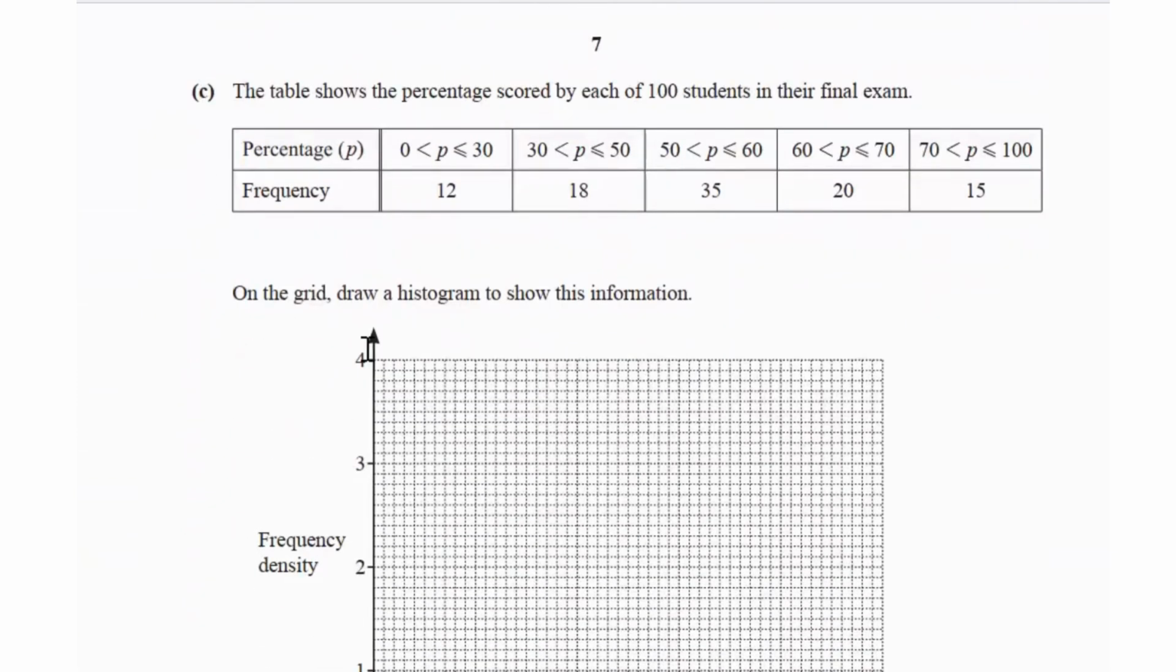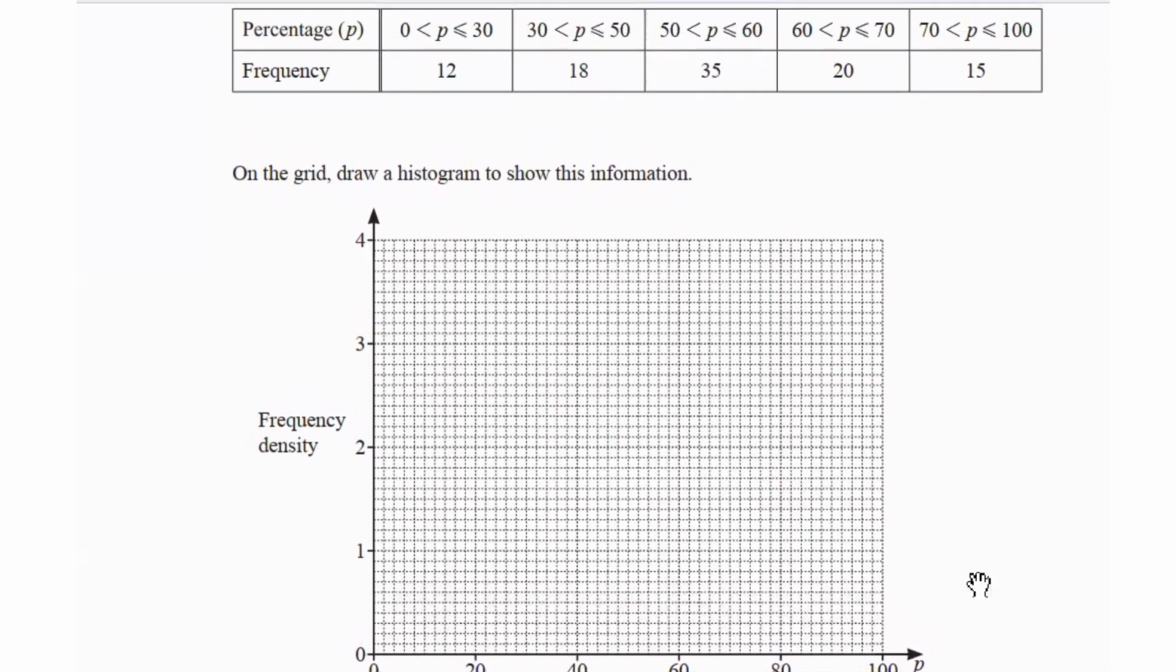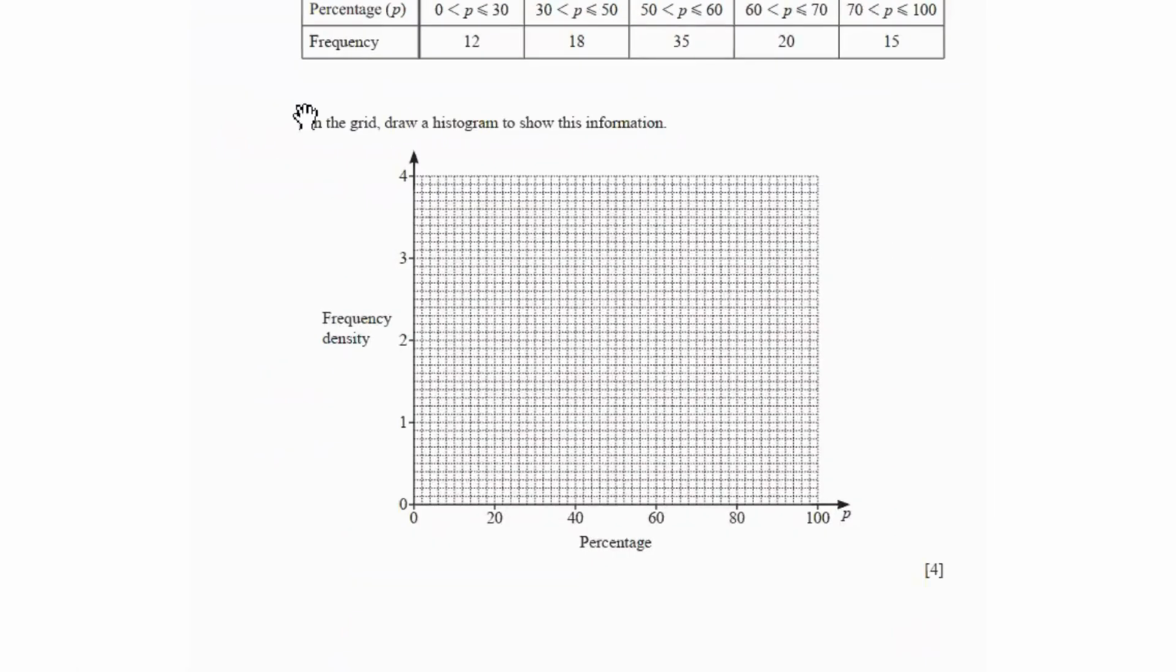Then it says the table shows the percentage scored by each of 100 students in their final exam. So we have a row for percentage, and in that we have class intervals, and then we have the corresponding frequency values. On the grid, draw a histogram to show this information. So as you can see, for a histogram, we need the frequency density. Frequency density has the formula of frequency over class width.